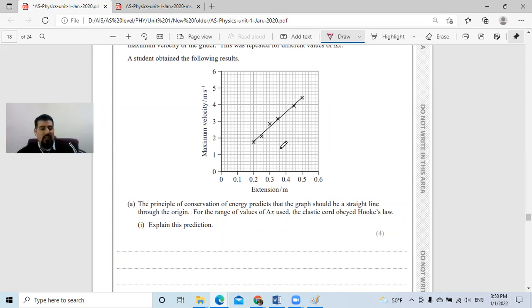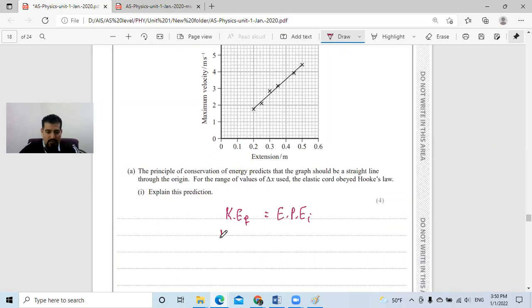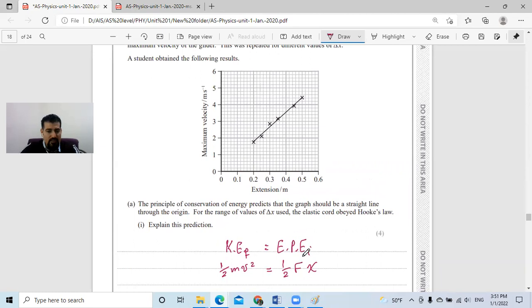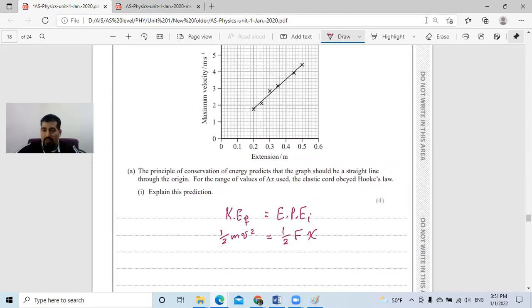I think someone asked me this before. Okay, kinetic energy final is equal to elastic potential energy initial. So half m v squared equals half force multiplied by extension. Right so far? Then this formula means half k x squared, because k obeys Hooke's law, that means k is constant. Is that okay? Can I write it like this? Okay.